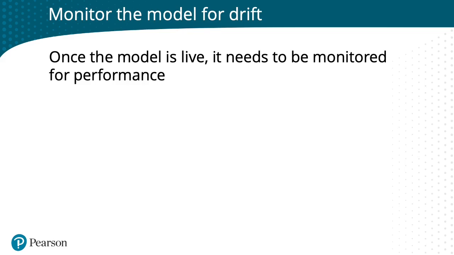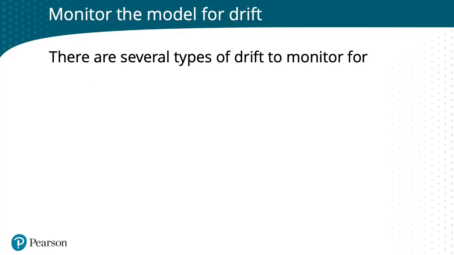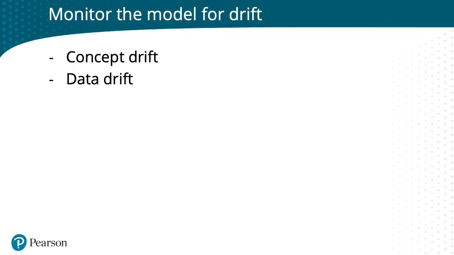So you're going to be monitoring this model for different types of drift. And there are a few different types of drift to monitor for, but these two are the most common. So first, you have concept drift. And this is where the model and the actual business problems start to drift apart.